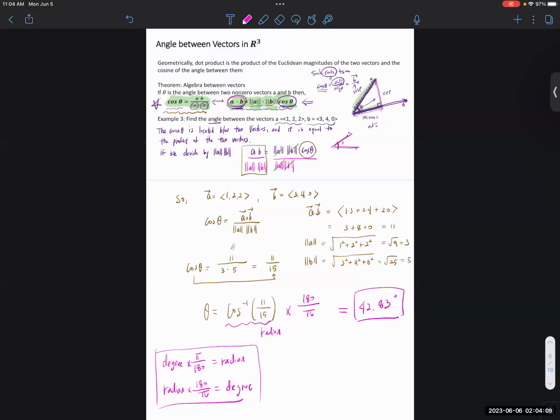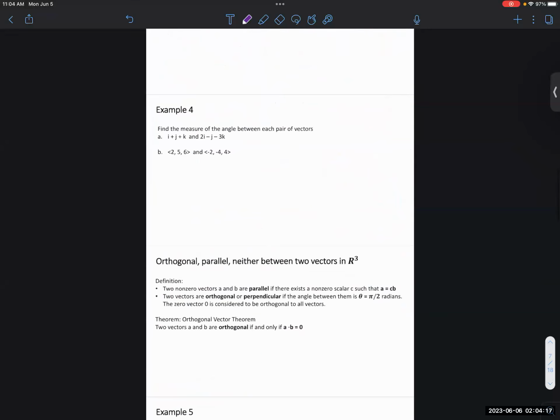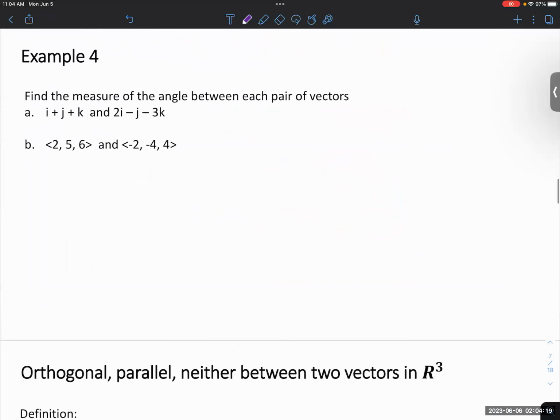Okay, so I think it's a pretty understandable topic. Let's practice a couple more. Okay, so let me go down slowly. So here is a couple things. They keep asking you, hey, please find out the angle between two vector. So A, you can try, right?